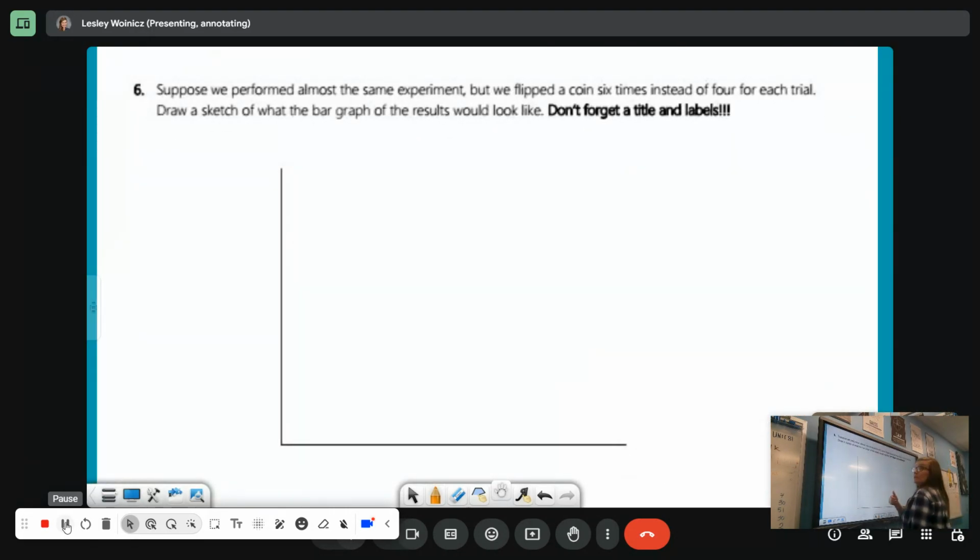All right, suppose that we performed almost the same experiment, but we flipped a coin 6 times instead of 4 for each trial. Would you please draw a sketch of what the bar graph of the results would look like? So how many times could we possibly get heads if we were flipping 6 times instead of 4? 6. So instead of 0, 1, 2, 3, 4, we're going to have 0 through 6. Okay, would you please draw for me what you would expect that to look like?